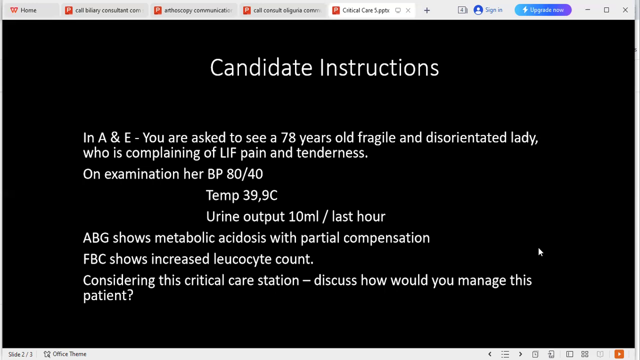Ma'am, first I would secure her breathing. I'll give her oxygen through mask. Second, I'll resuscitate with IV fluids, probably with crystalloids. Why probably? I'm sure, ma'am. I will definitely resuscitate with IV fluids. If her blood pressure is picking up, I will continue with IV fluids. If not, if there is any requirement, I'll start her with inotropes, ma'am.